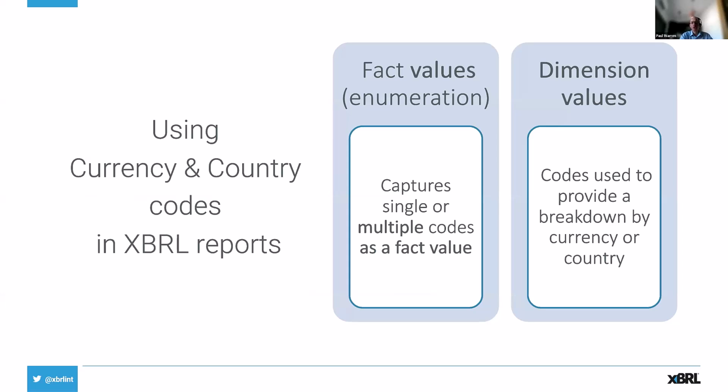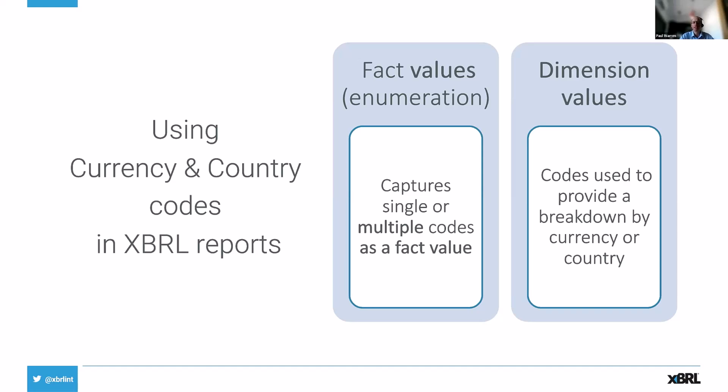But I'd like to talk now a little bit more about how these taxonomies can be used. Both these taxonomies are designed to be used in two different ways, depending on what your reporting requirements are. The first situation is where you're actually disclosing a value that needs to use a currency or a country code list. So, for example, where you are reporting the country in which your organization is incorporated, or as per the example we saw previously, where you're disclosing the functional currency of your organization.